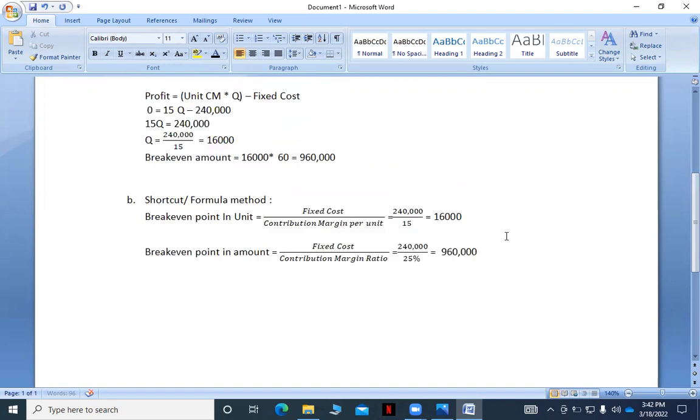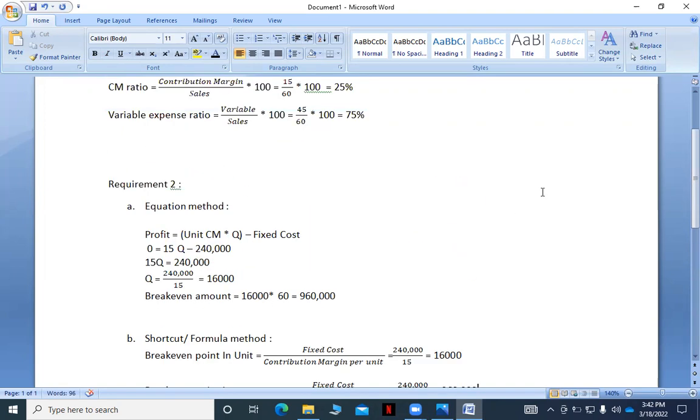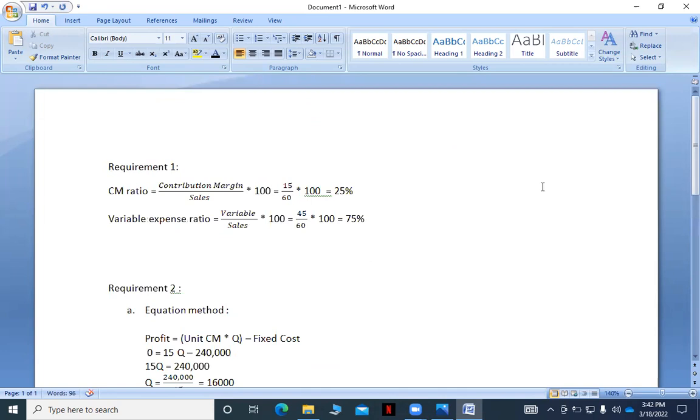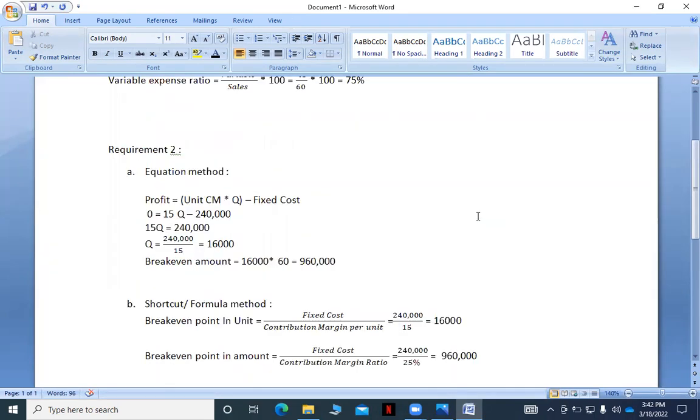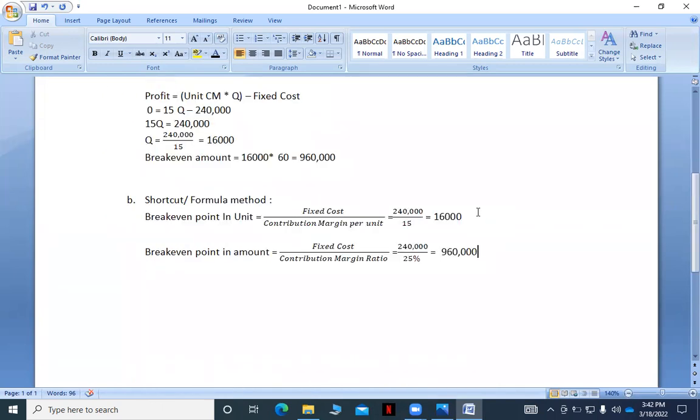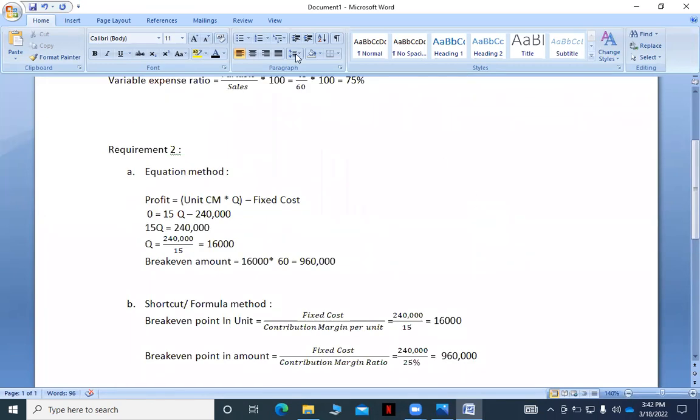Okay, so that's the requirement number 2. Hopefully this requirement is clear to all of you. Do you have any question regarding these two requirements? সবাই কি বুঝতে পেরেছেন? একটু কাইন্ডলি রেসপন্স প্লিজ। Yes, sir.